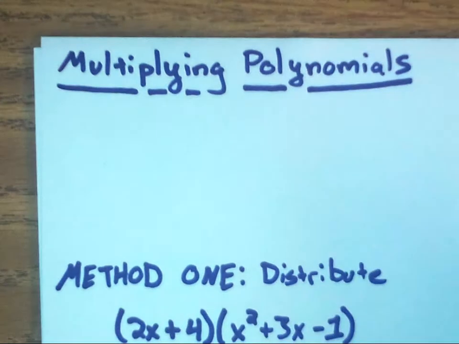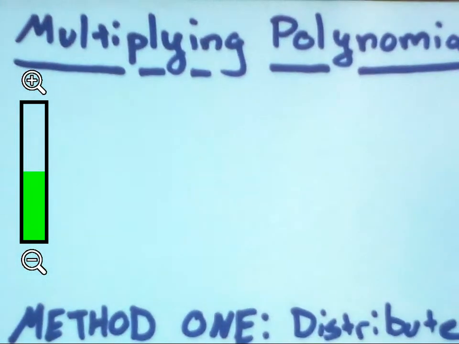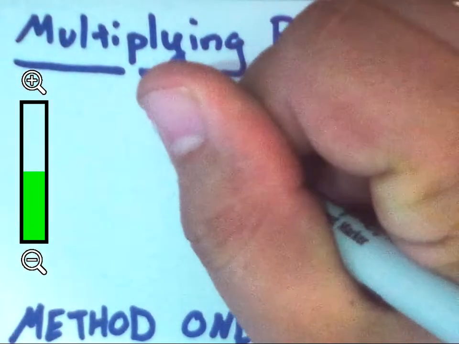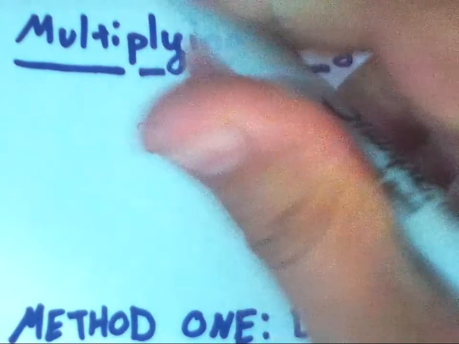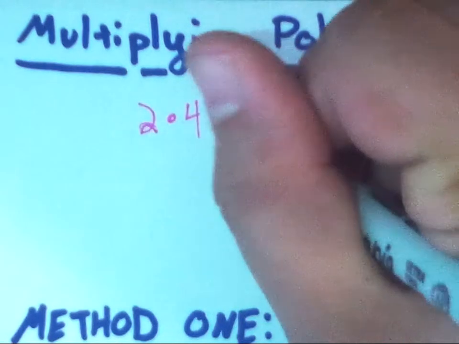Fordham here, talking about multiplying polynomials. Now, when you've been doing this beforehand, you've actually been multiplying polynomials beforehand. For instance, you were doing 2 times 4. And it might not really seem like it, but that's just one term, which becomes 8.